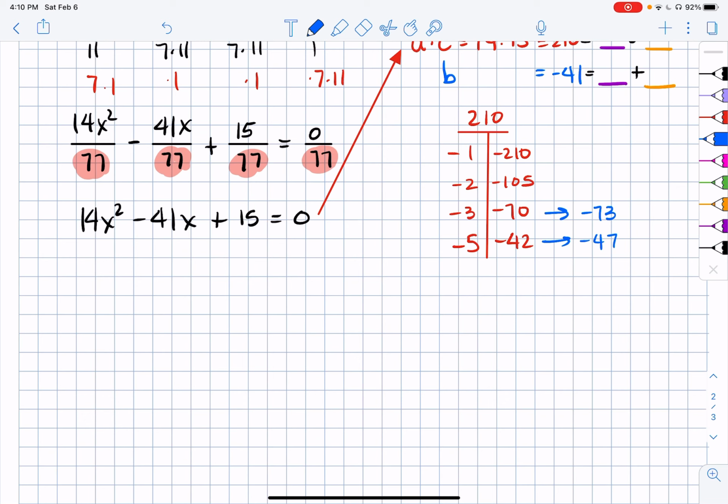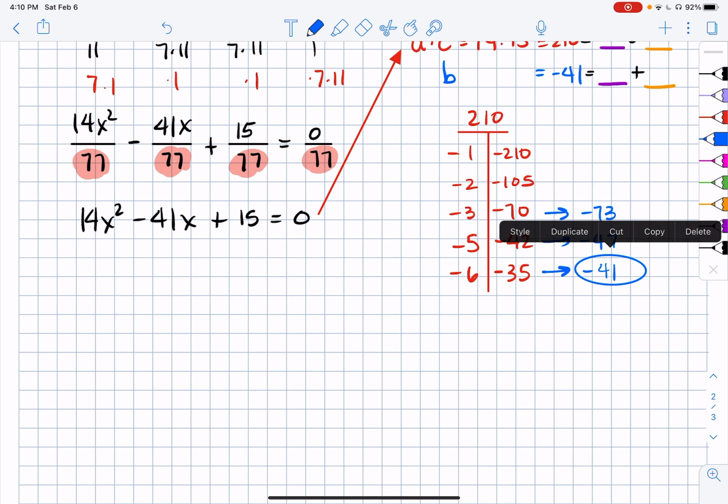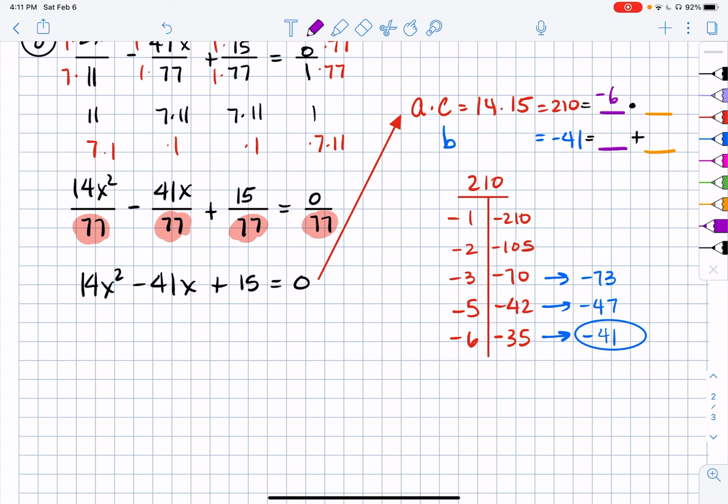I'm getting closer. So that means I need to try maybe a negative 6. 6 times 35 is 210, so negative 6 and negative 35. Well, what happens when I add those two together? Negative 41. Bingo. That's exactly what I wanted. So my two numbers are negative 6 and negative 35.